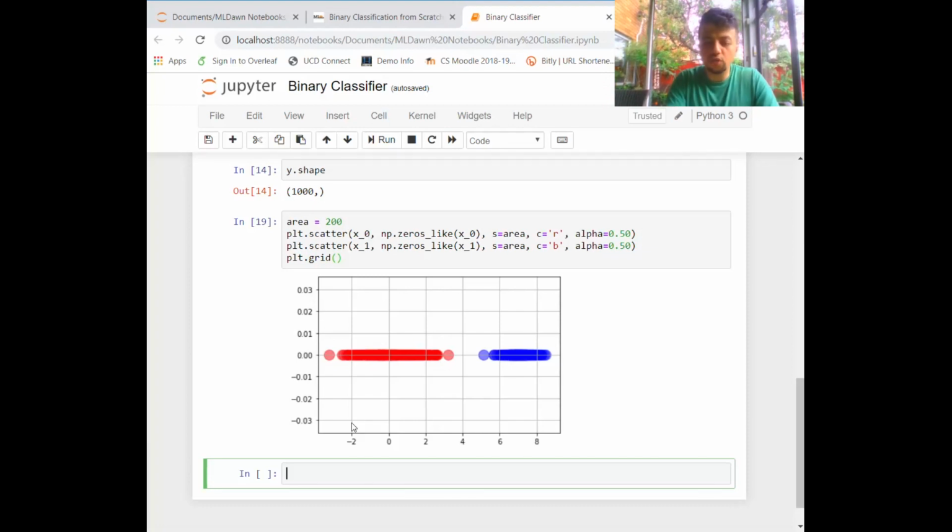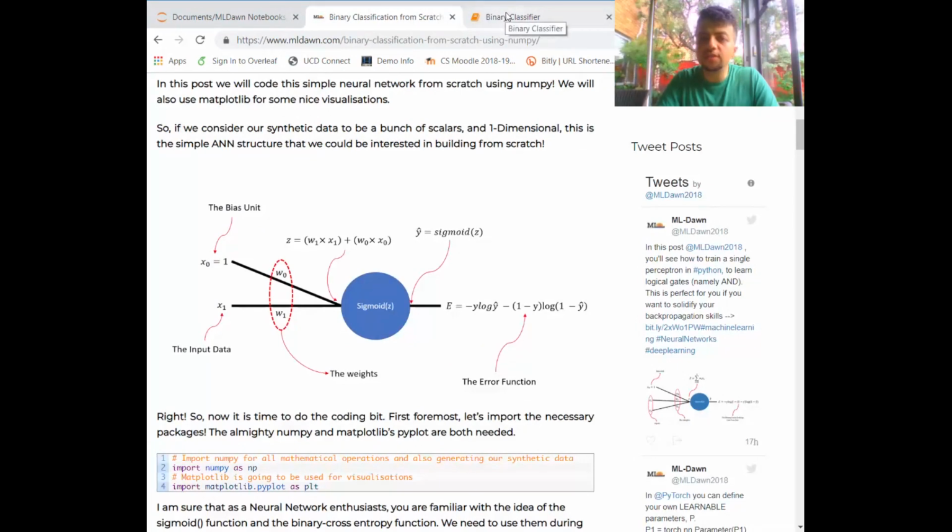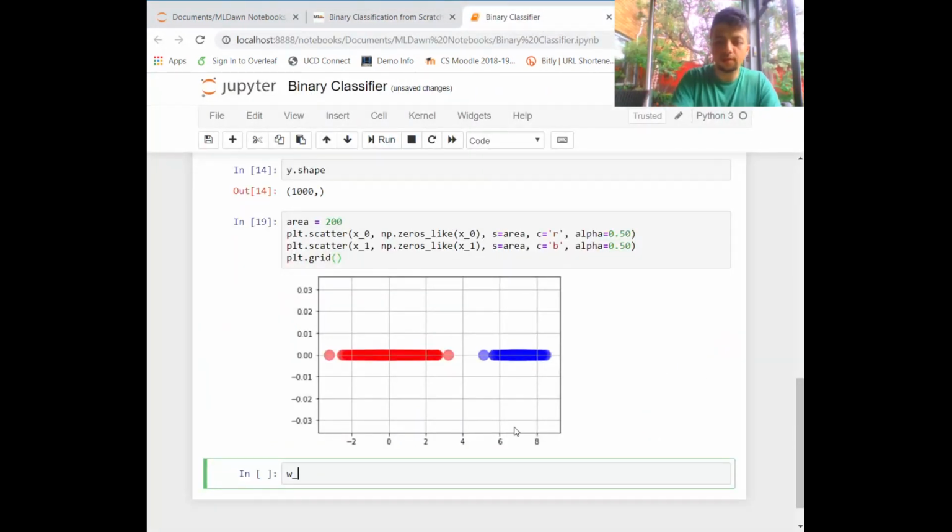For this network, it's easy and it really doesn't matter that much. So I'm going to generate, let's say, to be consistent, let's call this W1 equals np.random.uniform.